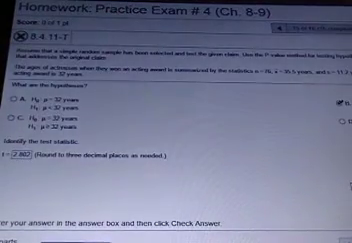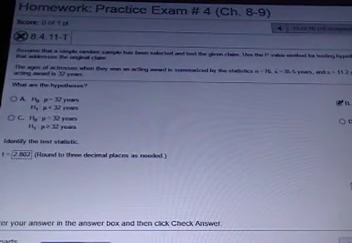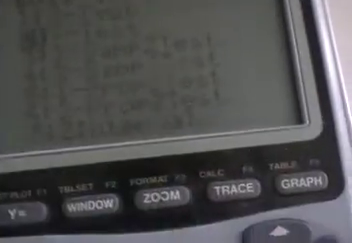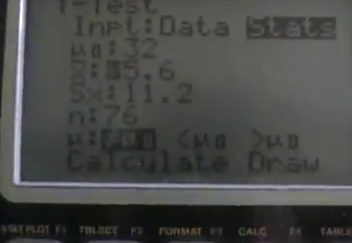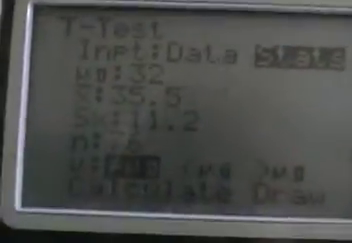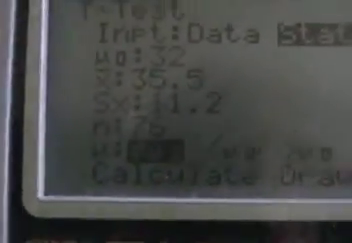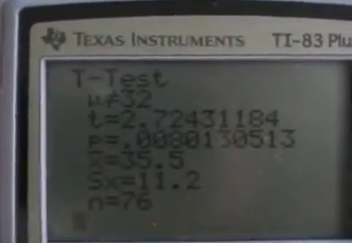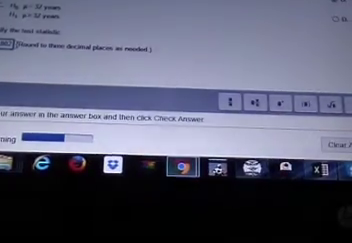Let me double check I typed that right. Oh, I do have a typo. Go back to tests, t-test. The sample mean wasn't 35.6, it was 35.5. Calculate. So the test statistic is actually 2.724.